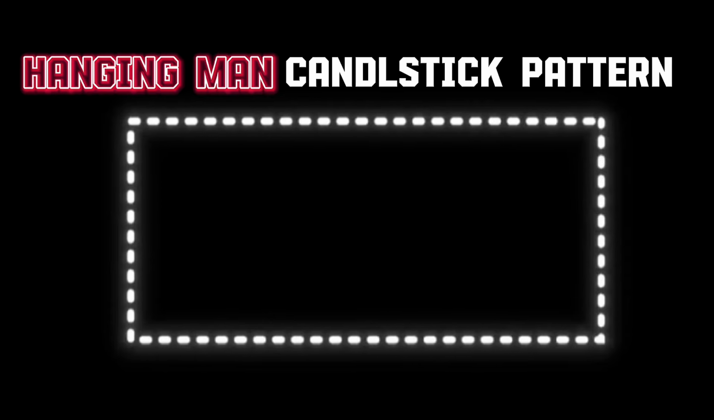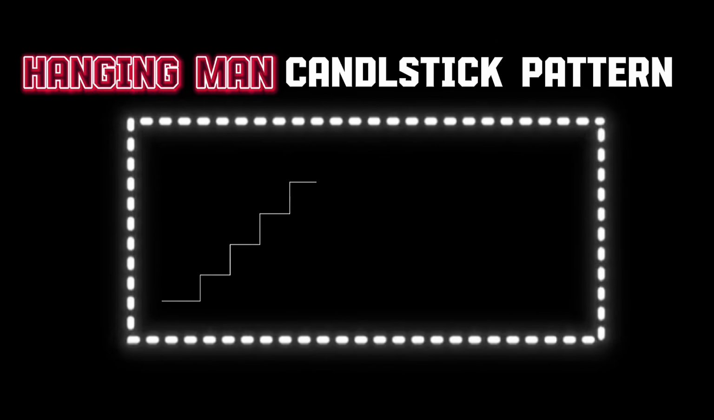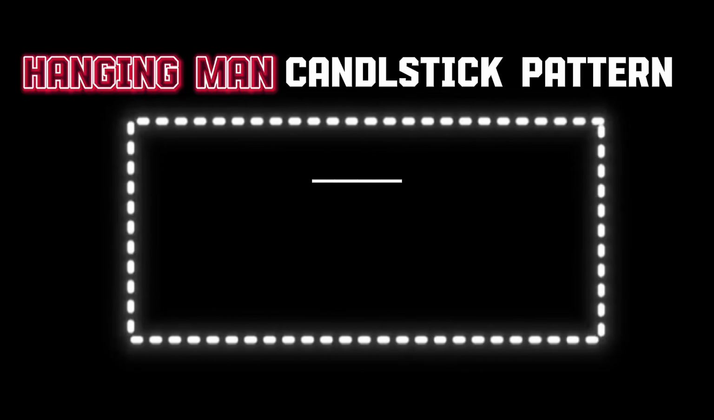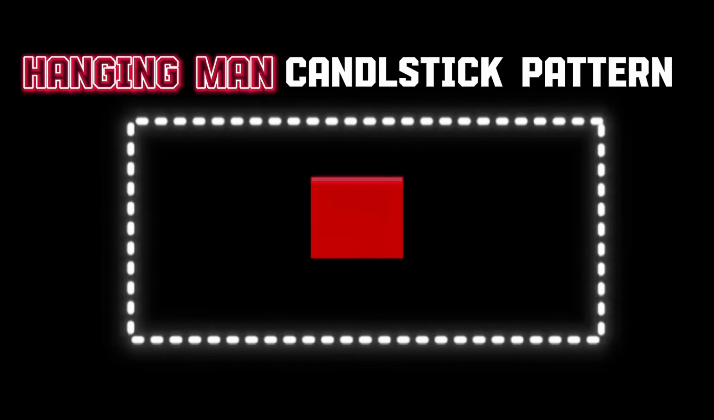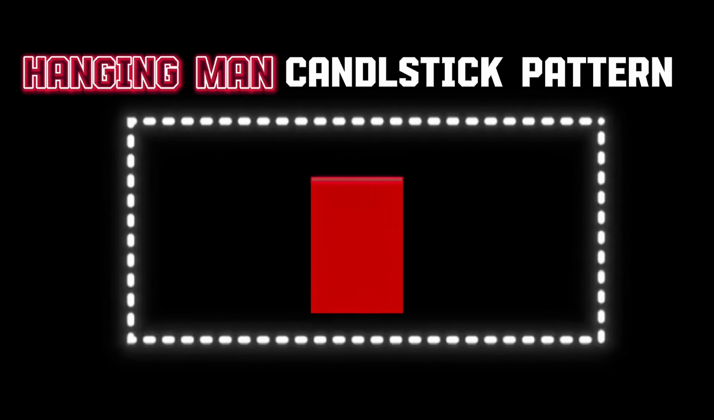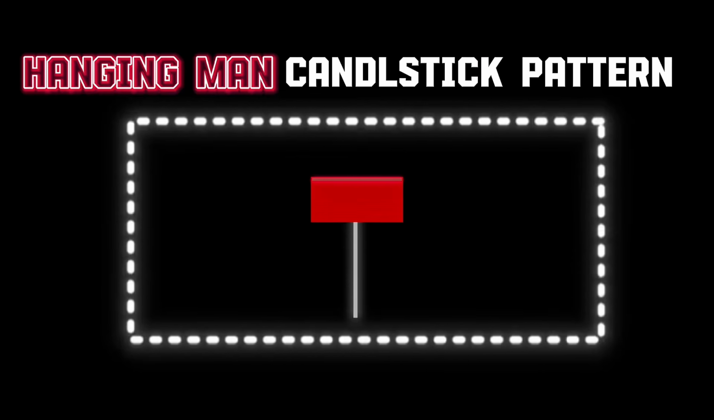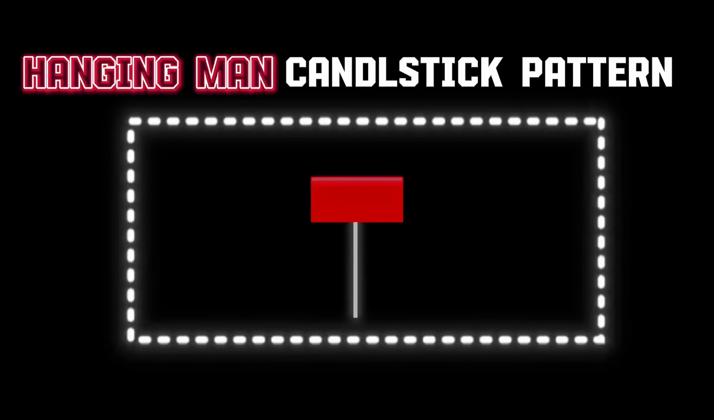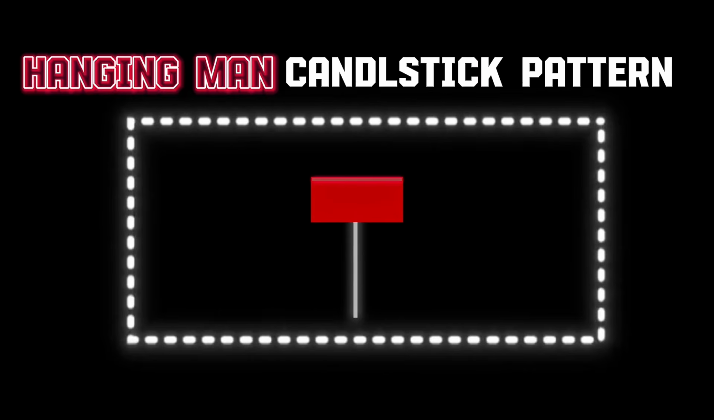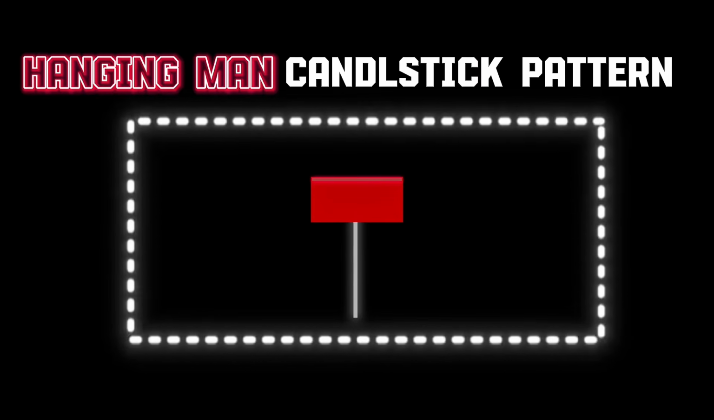This one may look like a hammer, but its meaning is completely different. Let me explain. Imagine the market has been moving upward for a while. Then, at a certain point, sellers enter aggressively and push the price down. But buyers try to regain control and drive the price back up before the candle closes. The result? A candle with a small body at the top and a long lower wick. This is called the hanging man, a bearish reversal candlestick pattern.